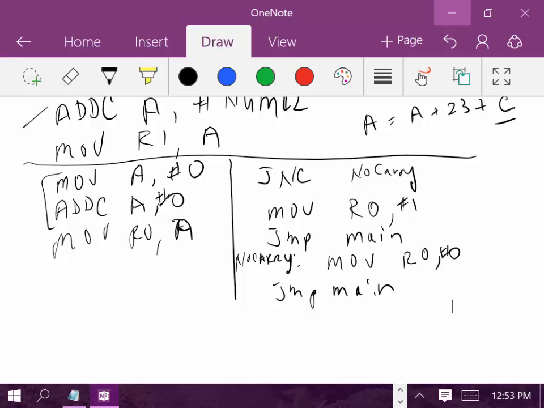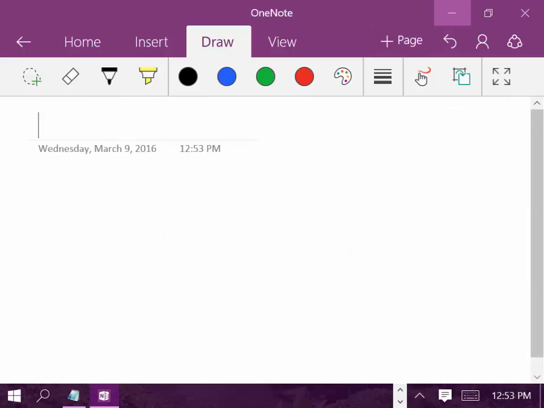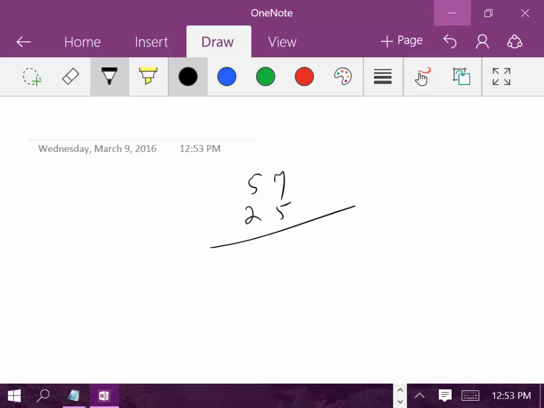So if I want to multiply two numbers, and I'm talking decimal here, I want to multiply 57 times 25, right? We multiply 5 times 7, which is 35, right? So we put a 5 here, and we put a 3 here. That's our first multiplication. Actually, I'm not going to put the 3 there, I'm going to put it here.